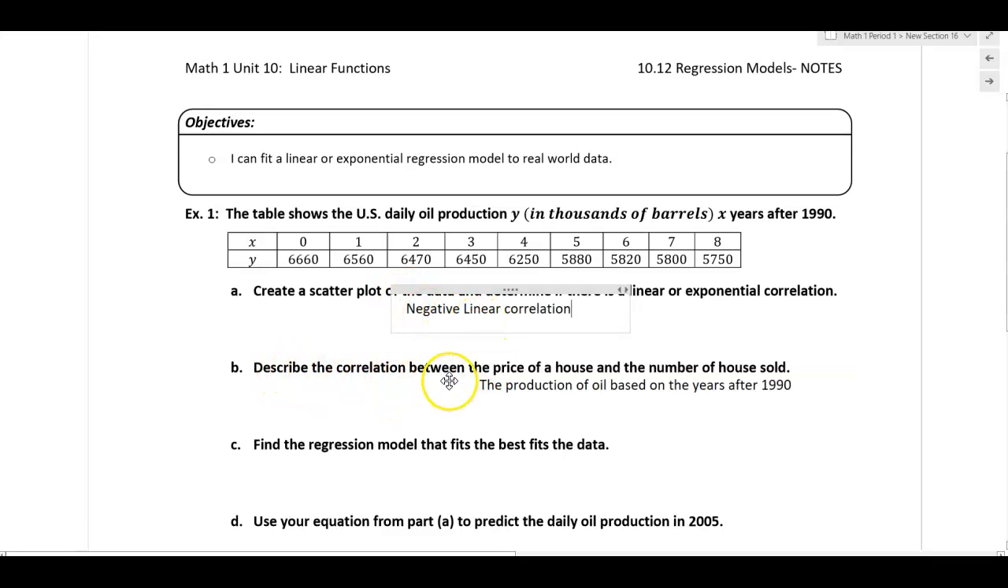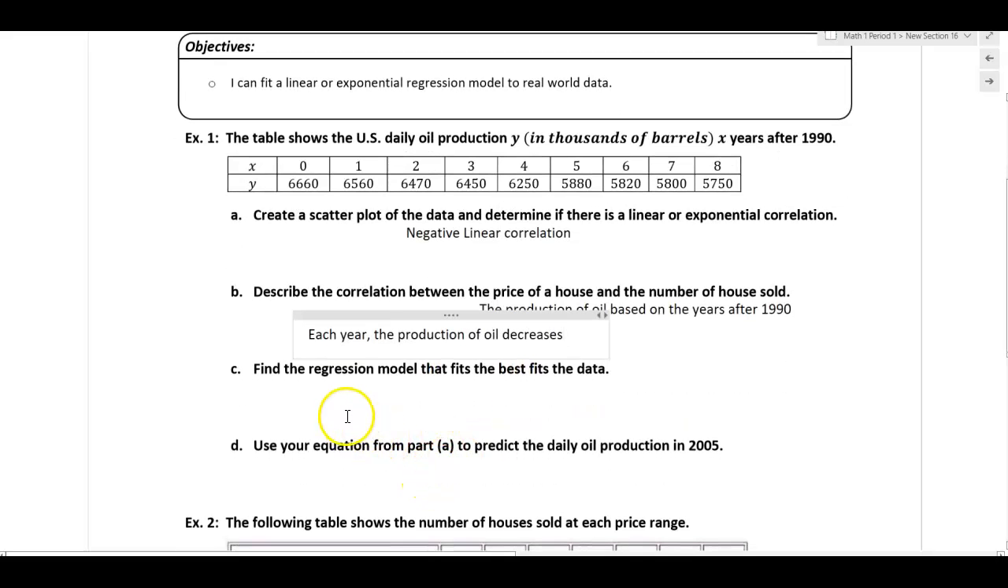Okay. Now, there is a typo here. It says describe the correlation between the price of houses, but it should be the production of oil based on the years after 1990. What we could say here is each year, what do we notice about the production of oil? Does it go up or down? The production of oil decreases. So when I look here, we could say each year the production of oil decreases.